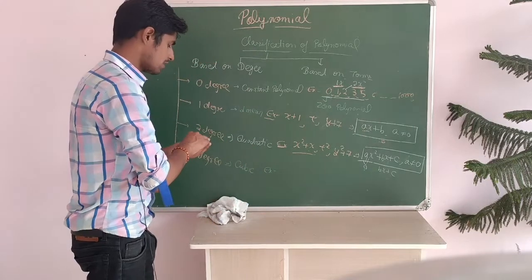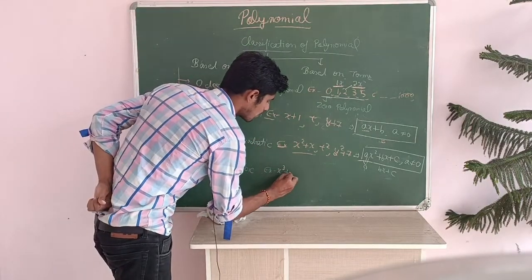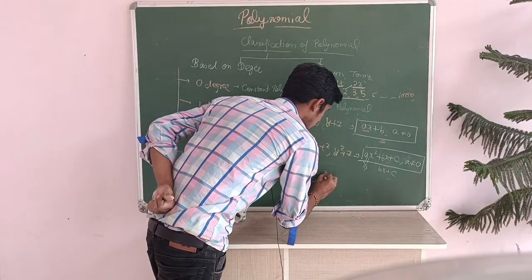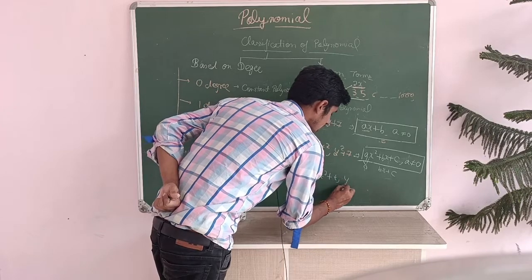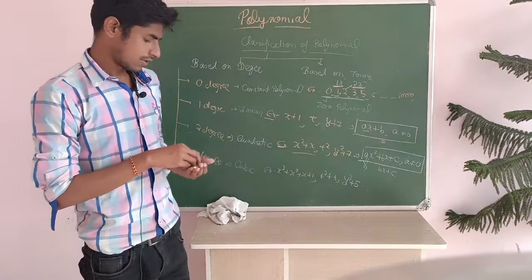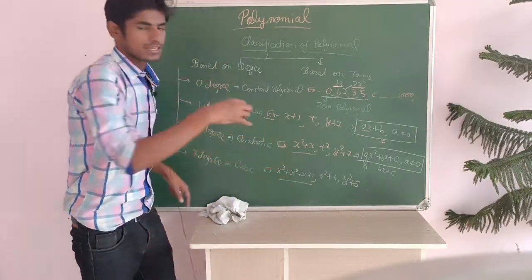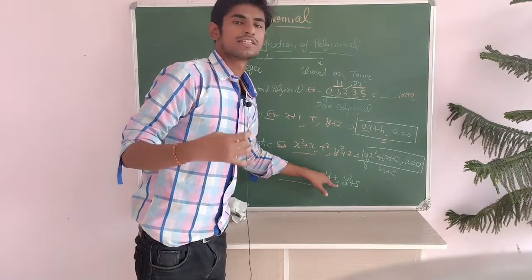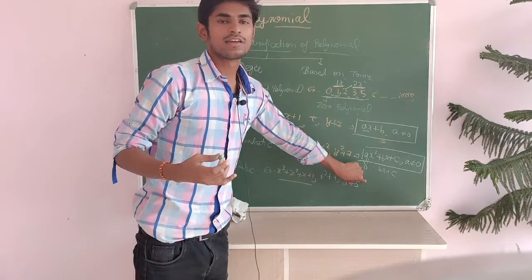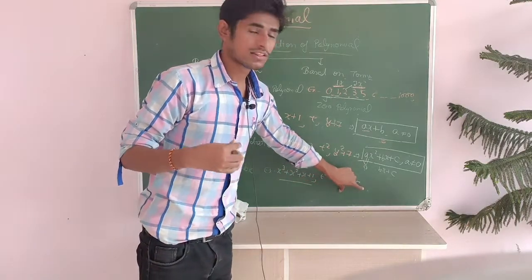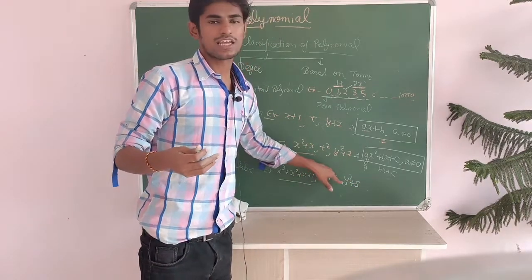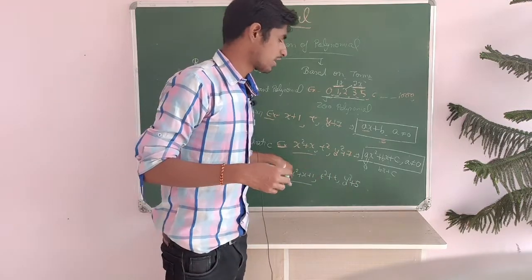Examples can be x cube plus x square plus x plus 1, or you can write t cube plus t, or y cube plus 5. Here you can see the highest power is 3. Here the degree is 3. So all these examples are of cubic. सभी एग्जाम्पल क्यूबिक के हैं. हाईएस्ट पावर 3 है. All these examples are of cubic.